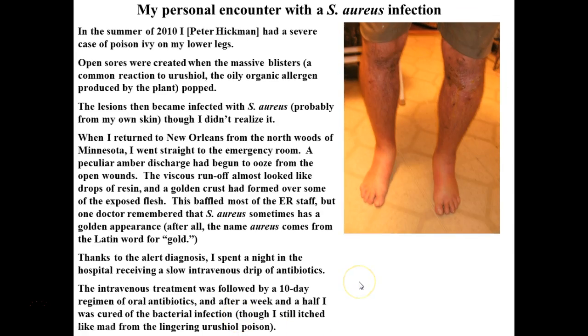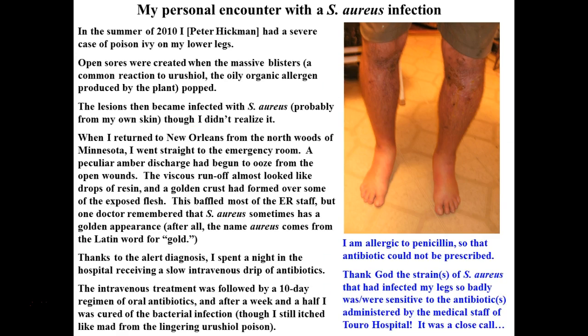This is Peter's scary bout with Staph aureus. So he got a really bad poison ivy, and it got infected on his legs. And when he got back from Minnesota, he had a raging staph infection. So much so that when he went to the hospital, he had to get IV antibiotics and then take antibiotics afterwards. The good news is it wasn't MRSA, methicillin-resistant Staphylococcus aureus. But he's allergic to penicillin anyways, so they had to give him a different antibiotic.